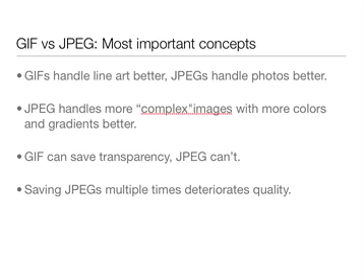So for a quick recap, GIFs handle line art better while JPEGs handle photos better. JPEG handles more complex images with more colors and gradients better. GIF can save transparency while JPEG cannot. Saving JPEGs multiple times deteriorates quality.